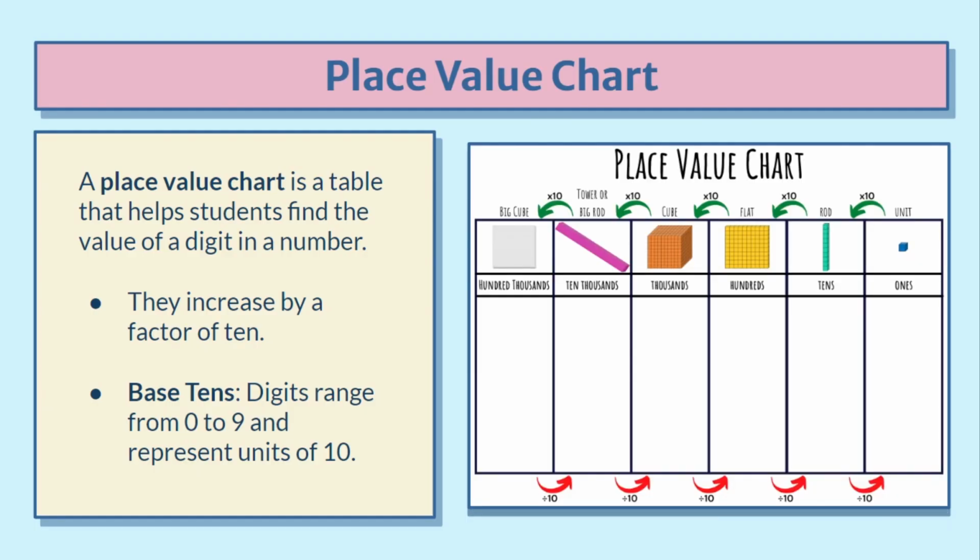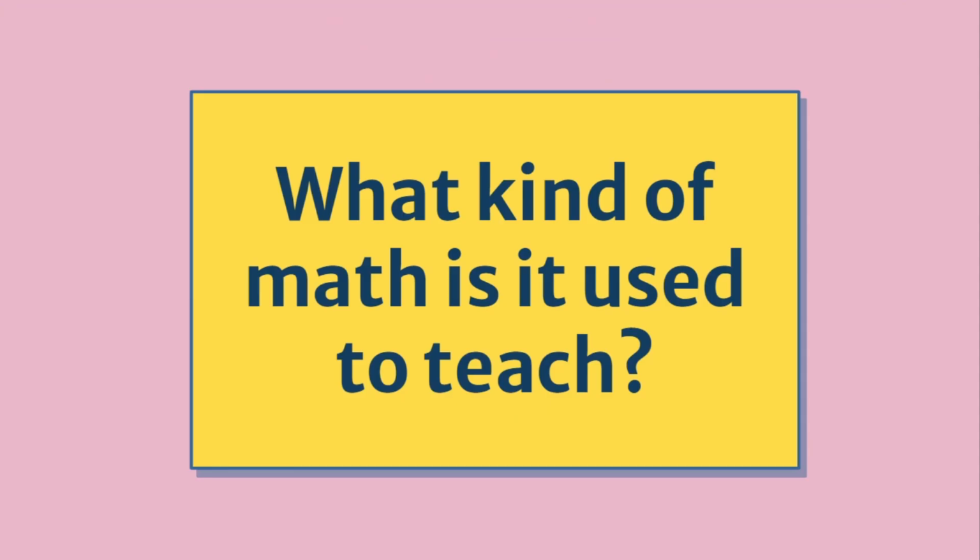The place value chart is a table that helps students find the value of a digit in a number. They increase by a factor of 10 as you go to the left, and they decrease by a factor of 10 as you go to the right. This helps with multiplication and addition, respectively. And in each column, you can input a digit from 0 to 9, and these would represent that specific unit of 10, as we covered in the last slide.